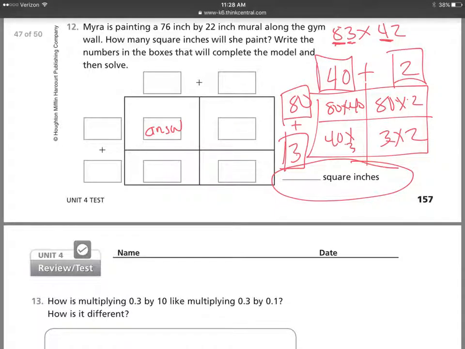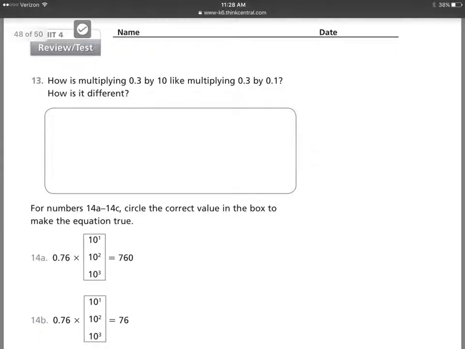I expect to see each box here with the answer. This box should have the answer to these two. This box should have the answer to those two. This should be these two, and this should be those two. And then you'll add them all up and put the answer here. We're going to skip number 13.